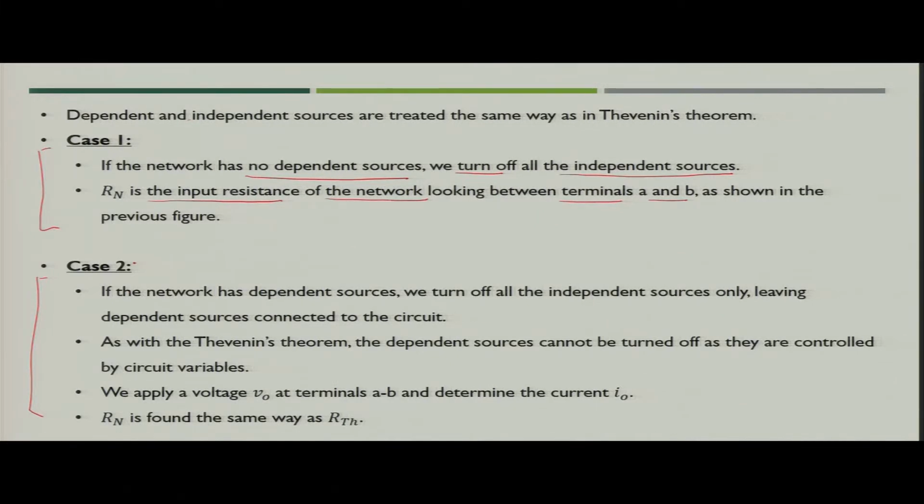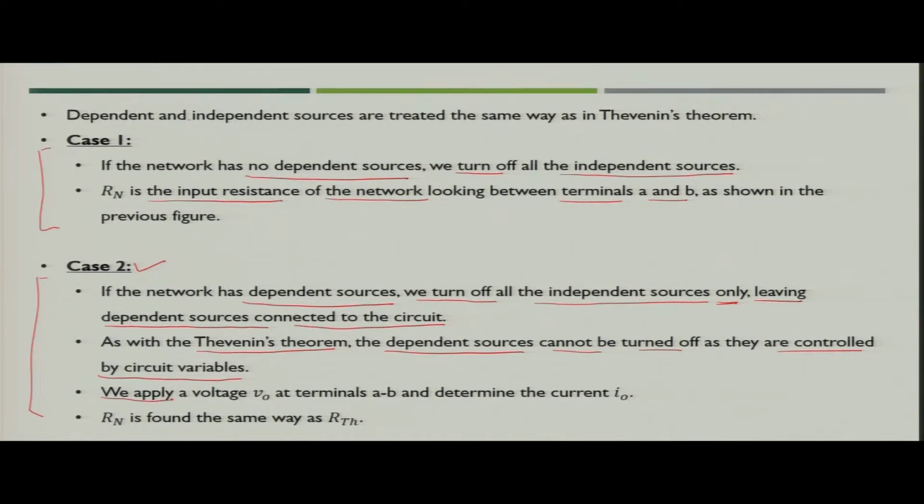In today's class, we will discuss more about case 2, that is, if the network has dependent sources. In that case, we have to turn off all the independent sources only, while we leave the dependent sources connected to the circuit. As with the Thevenin theorem we discussed previously, the dependent sources cannot be turned off as they are controlled by the circuit variables. Since we have the dependency, we cannot remove them from the circuit, and we analyze the circuit for Norton's equivalent by keeping the dependent sources connected to the circuit.